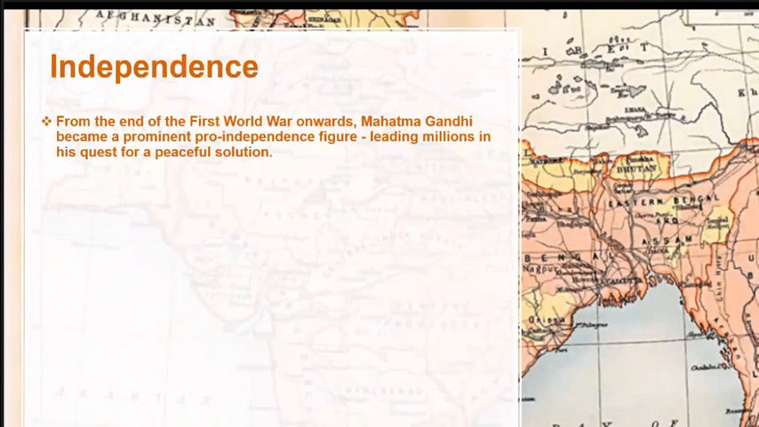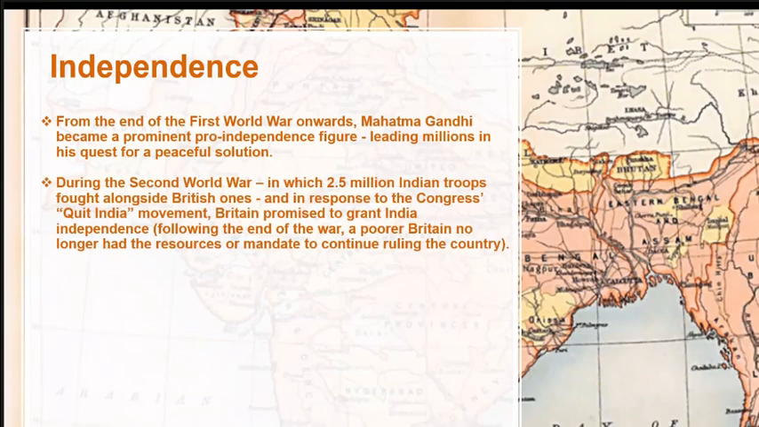That leads us on to independence. From the end of the First World War onwards, we know about Gandhi. He became a prominent pro-independence figure. He was leading millions of people in his quest for a peaceful solution to get independence from the British rule. During the Second World War, about 2.5 million Indian troops fought alongside the British ones, as I mentioned earlier, and that was not acknowledged at the time. It was just like, you are a resource and we will use you.